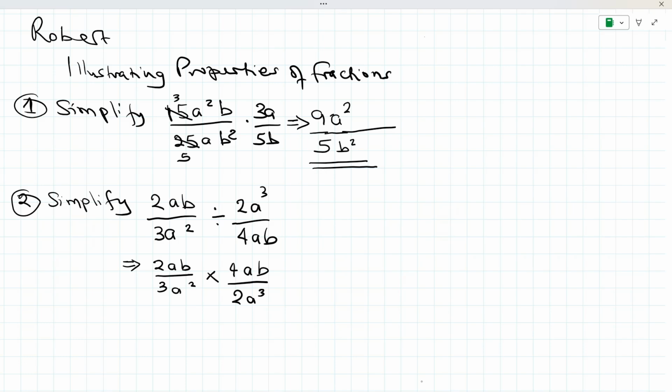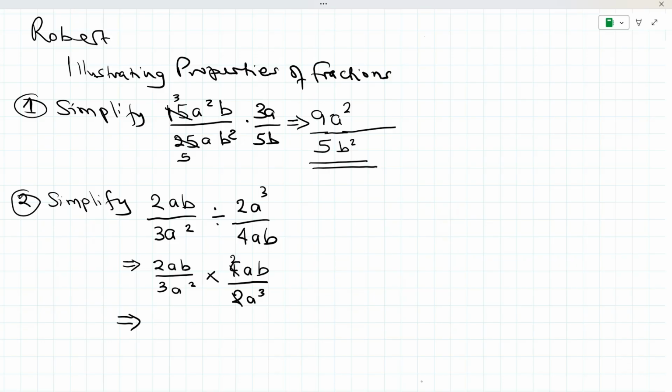Again, like we did in the first example, we will look at the coefficients. We'll look at the coefficients and see where we can actually simplify. These two can cancel this 4 to leave us with a 2 here.